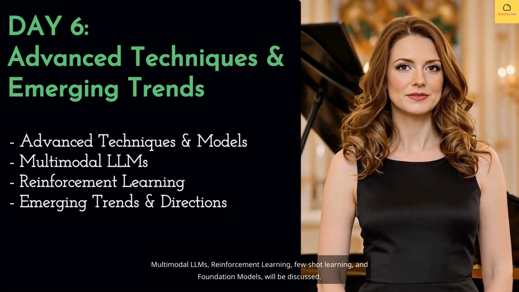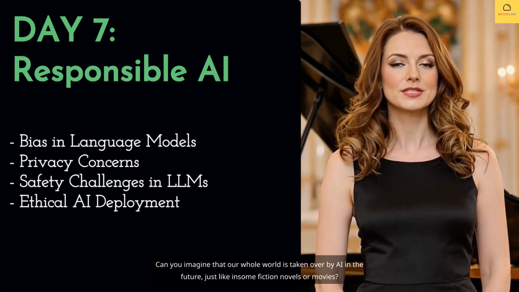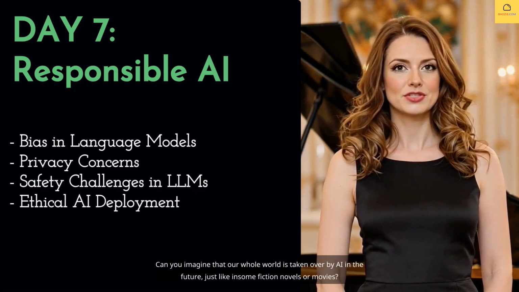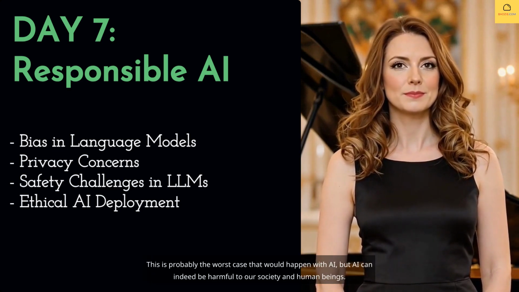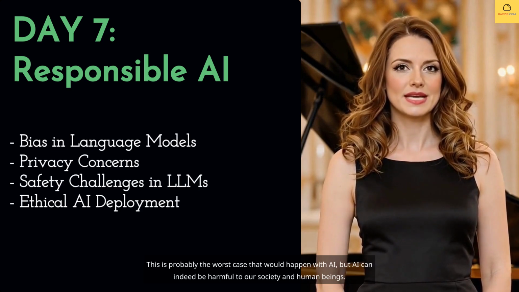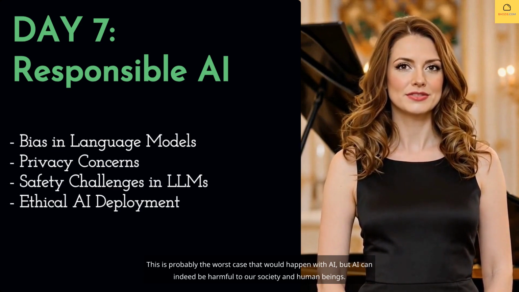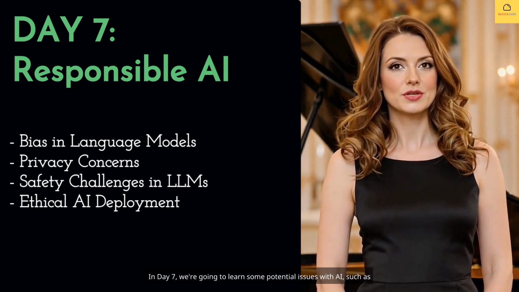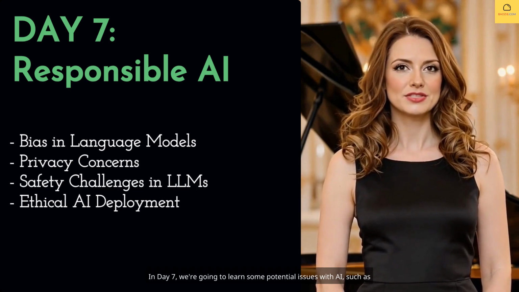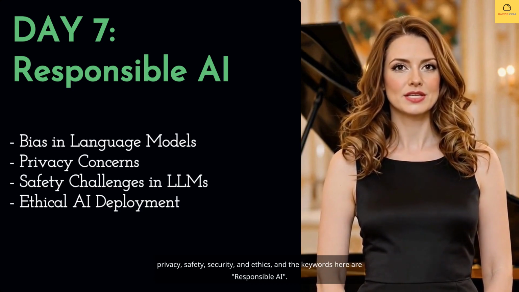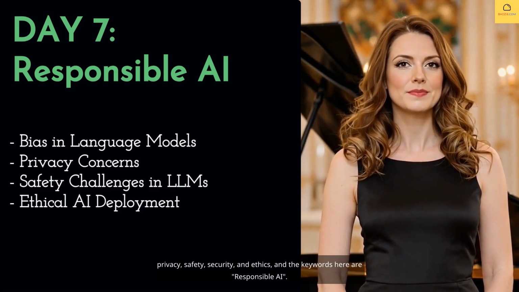Can you imagine that our whole world is taken over by AI in the future, just like in some fiction novels or movies? This is probably the worst case that would happen with AI, but AI can indeed be harmful to our society and human beings. In Day 7, we're going to learn some potential issues with AI, such as privacy, safety, security, and ethics, and the keywords here are responsible AI.